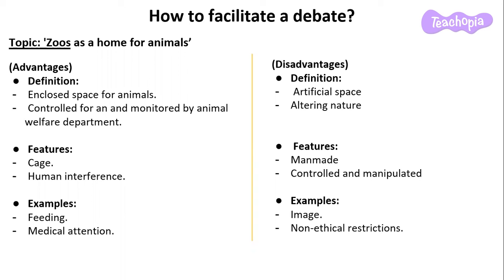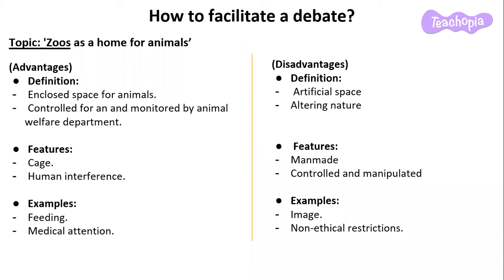Advantages, first we fill out the definition bucket. We describe or define how a zoo is a home for animals in a positive way. We talk about how they are a safe and enclosed space for animals, how they are controlled and monitored by the animal welfare department. And then when we take up the features bucket, we fill it with characteristics of the zoo as a home. What are the characteristics? They are generally put into cages and they have human interactions and interference as much as possible.